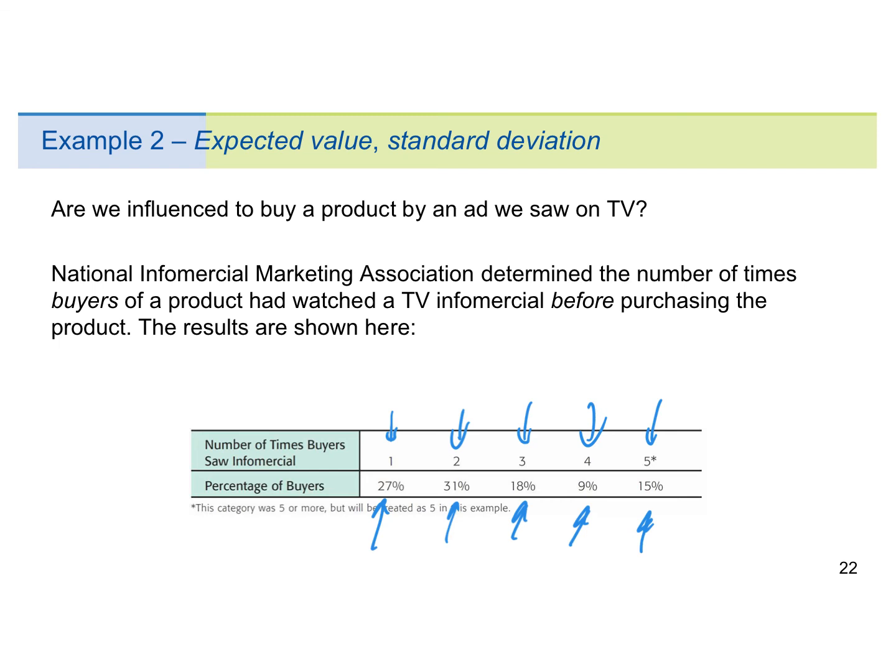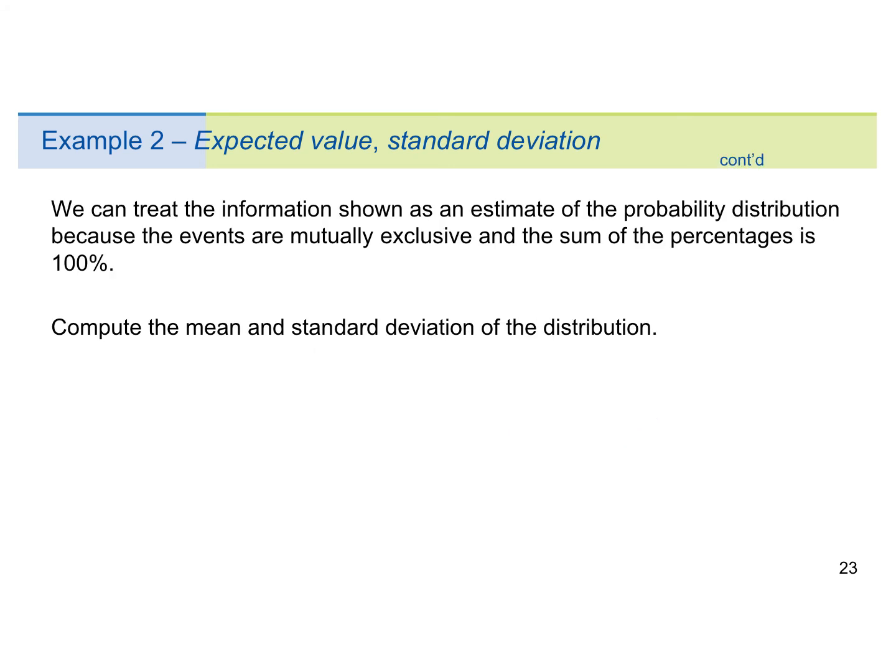I assume 5 asterisk means 5 and more. You see it 6 times or 7 times or 8 times. And notice it kind of pops back up because they're like, wait a second, since this infomercial has been on so long and they're spending this money on the infomercial, maybe this product is actually something I should buy. Okay? So there's our data for this example. We are going to construct a distribution. So we can treat all of these percentages and turn them into decimals.